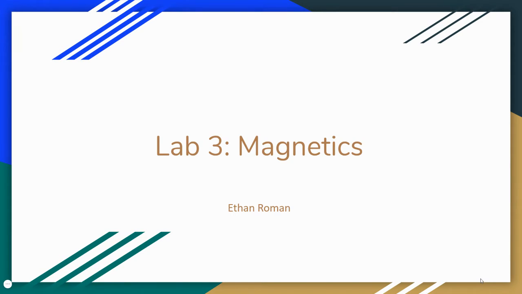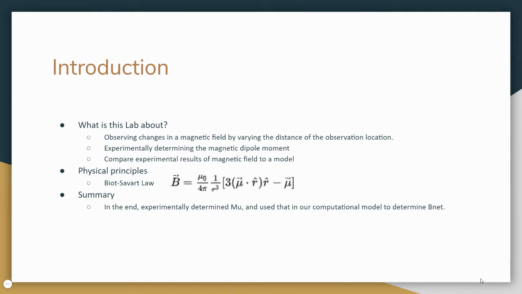Here's my Lab 3 Magnetics lab. All right, what is this lab about? What we're doing is we're observing the changes in a magnetic field by varying the distance of the observation location. We're experimentally determining the magnetic dipole moment, and we're going to compare our experimental results of the magnetic field to a model that we made in GlowScript.